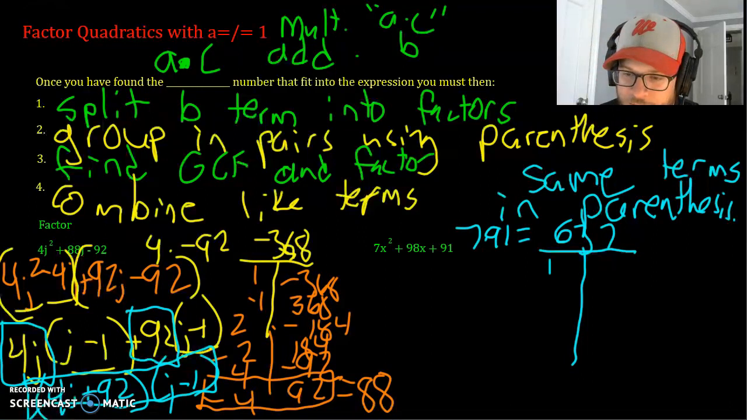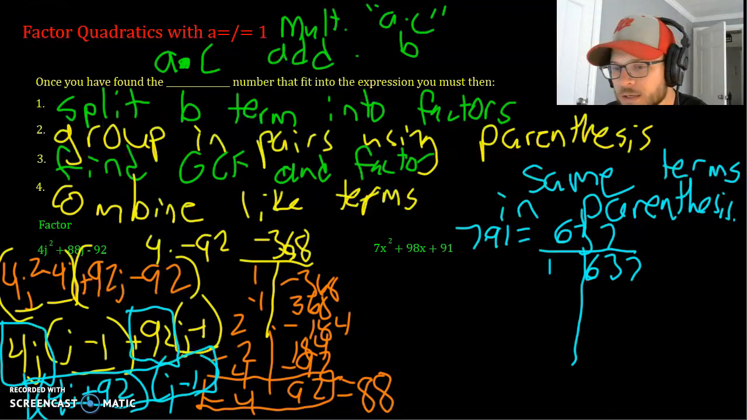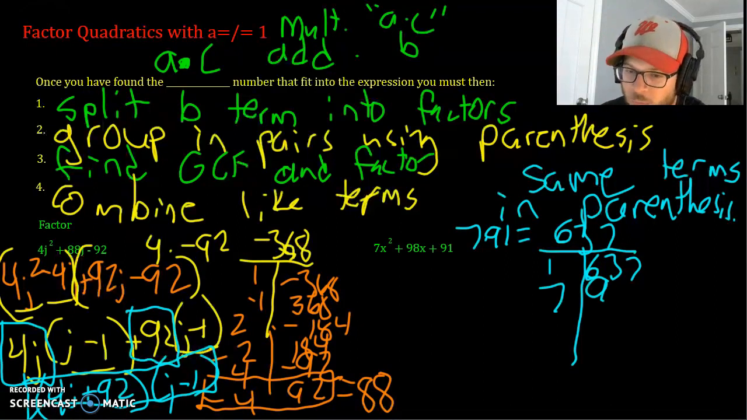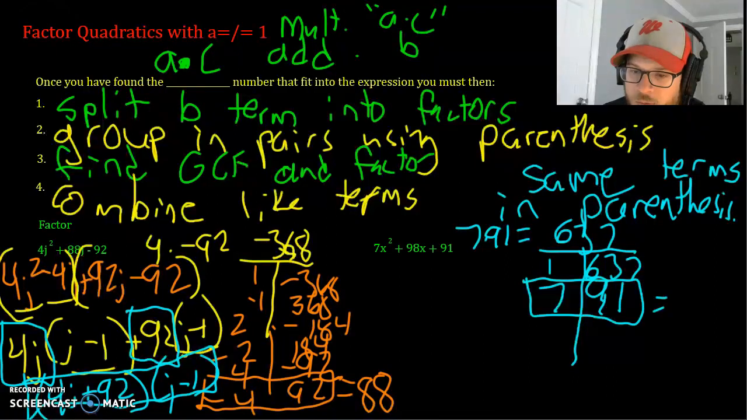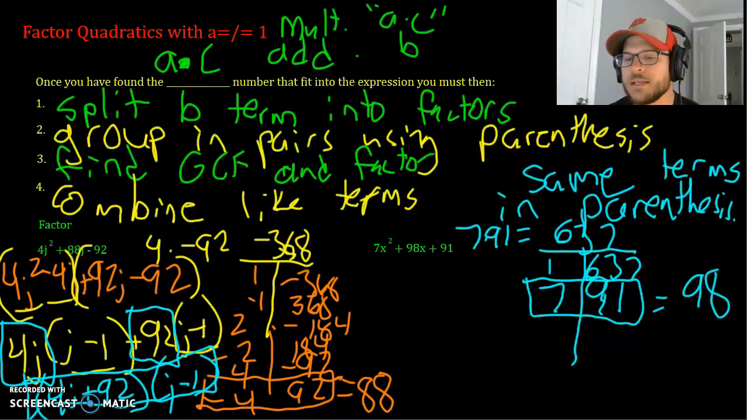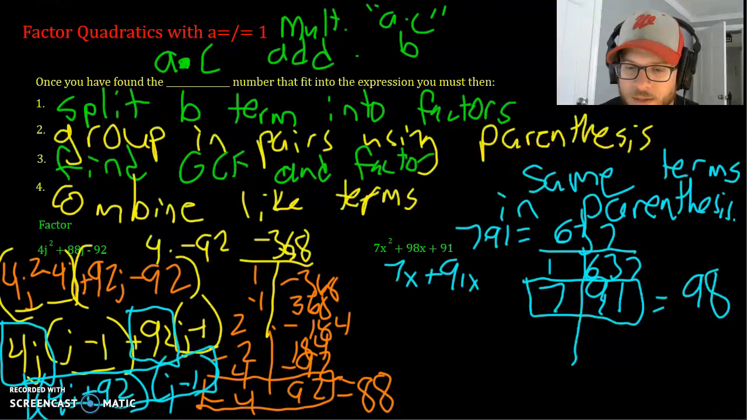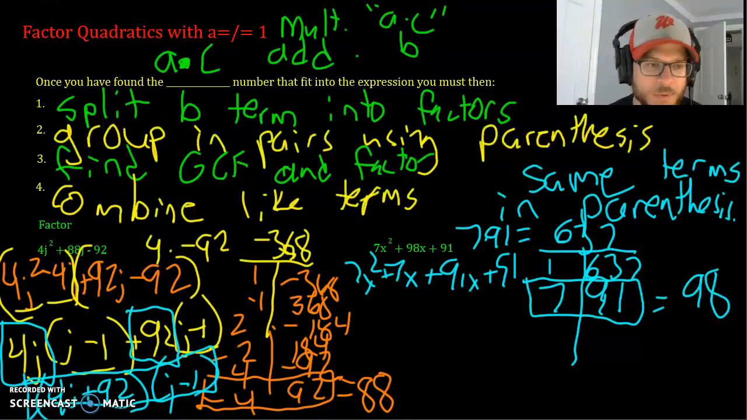So our first easy factors, 1 and 637. 2 is not a factor because it's not even. 3 is not a factor because you can't add it together. 7 and 91 because we multiplied those two things together. And what do you know? 7 plus 91 gives us that 98. So sometimes the easiest number is just the one that you multiply together to get it is going to also be the same one that you add to get it as well. So we're going to separate our 98x into a 7x and a 91x. Then we're going to bring down our a and our c terms separately.